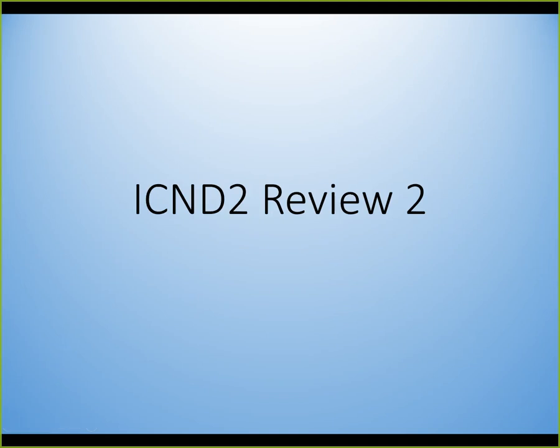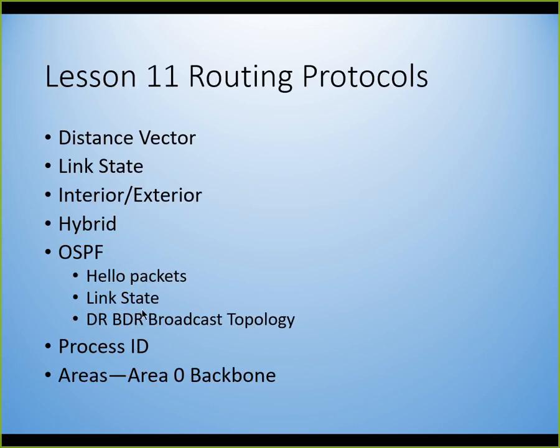ICND2, the second review of the material that we've covered Wednesday and Thursday, and of course we now have today's stuff. So we talked about routing protocols, and we had two different types. We had the distance vector and the link state. Distance vector was, I guess, one of the noted things for distance vector was that it shared its entire route table on a regular basis. RIP was that protocol that we talked about.